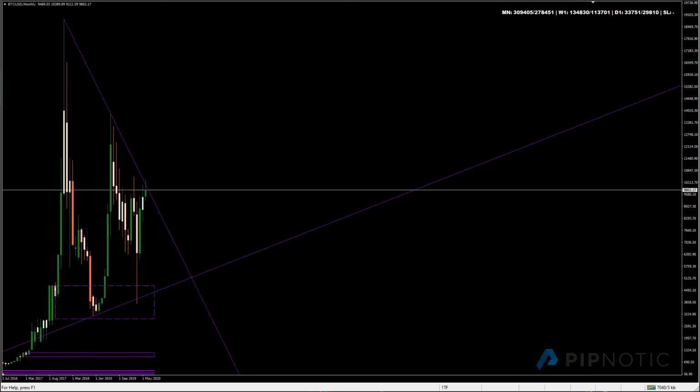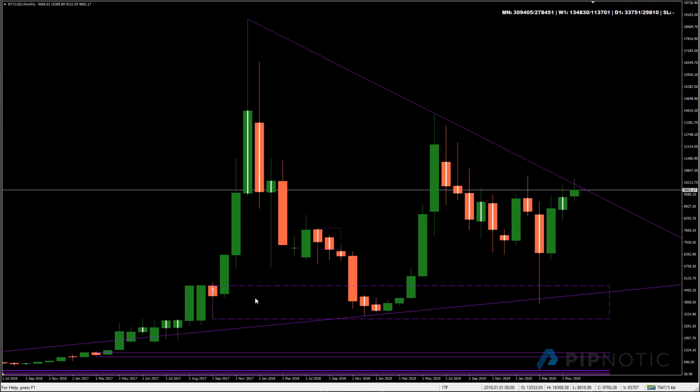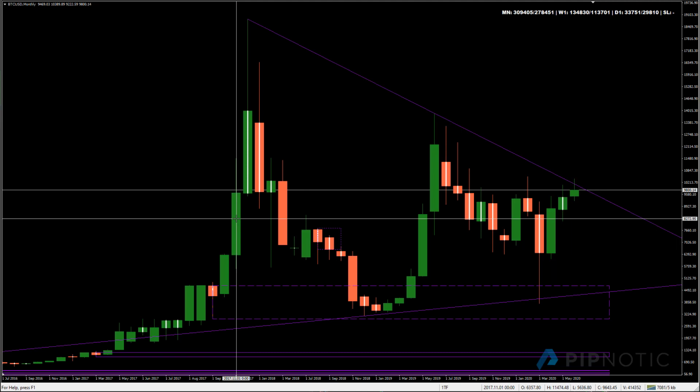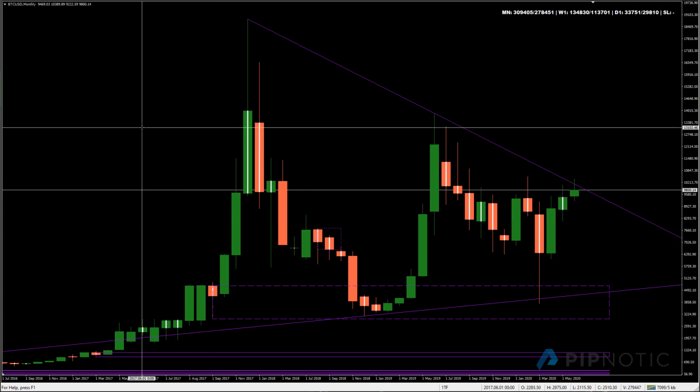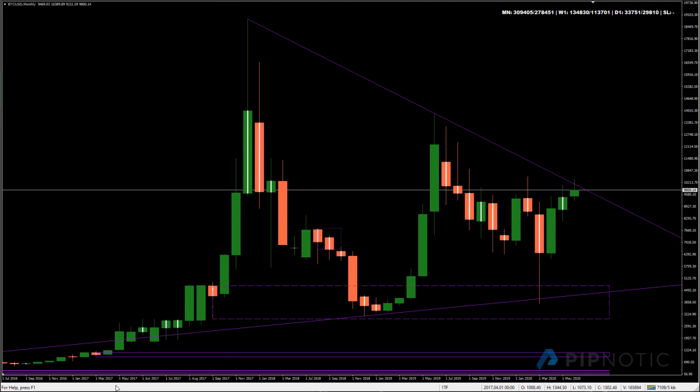And this area just here, this purple box, was drawn on the chart when this candle closed. So November 2017, the Pipnotic buy and sell zone software is saying, if price comes back down to this level, buy it. What happened? Price went down there. We sat in there for 1, 2, 3, 4, 5 months, and then we started to break higher.